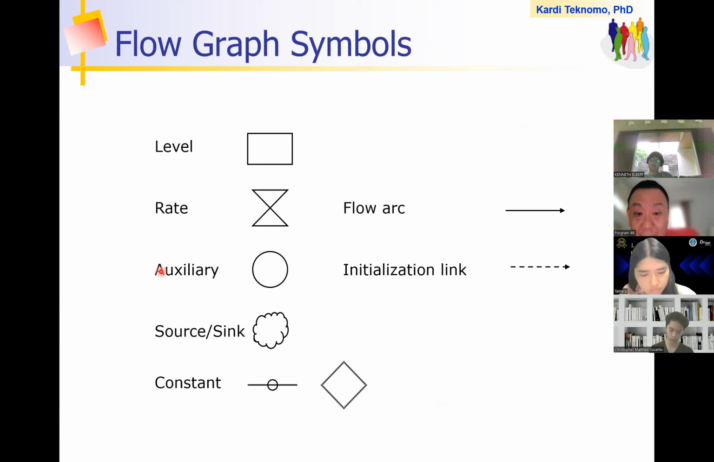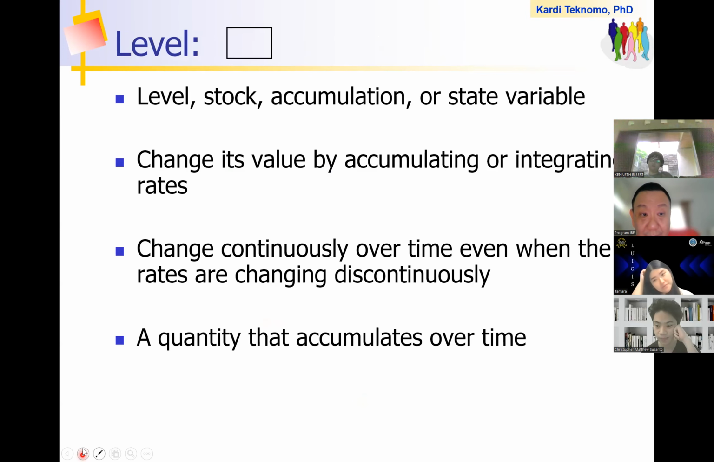Okay, so this is the symbol. This is the common symbol. So the level will be put in a box. The rate will be put as a valve. And then you can add some auxiliary variable. And there is a source or sink cloud like this. And this is the constant. Sometimes we use a diamond like this. And the flow is just an arrow. Okay, that's it.